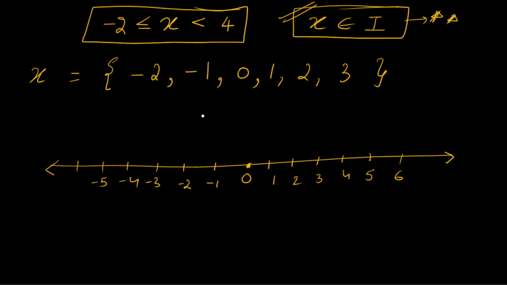Yes, so -2. Now whenever integers, natural numbers or whole numbers are there, you just have to draw dark dots on the number line. So like I am doing now. So -2, -1, 0, 1, 2, 3. So this is the number line representation.